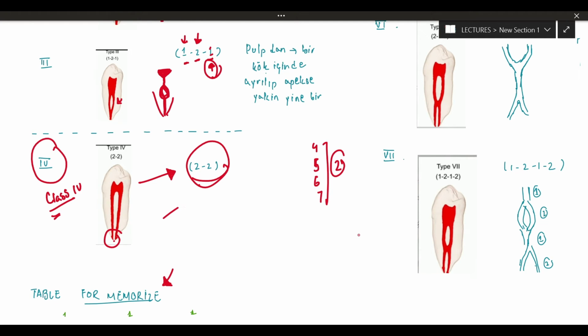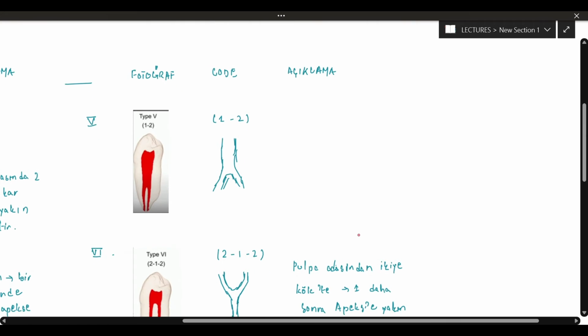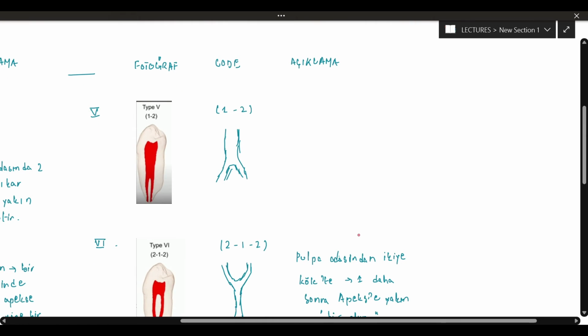So two canals leaving here and leaving the pulpal chamber, again two canals. So two canals leave the pulpal chamber and two canals leave the apical foramen. This is class 4. Now in class 5, what happens?